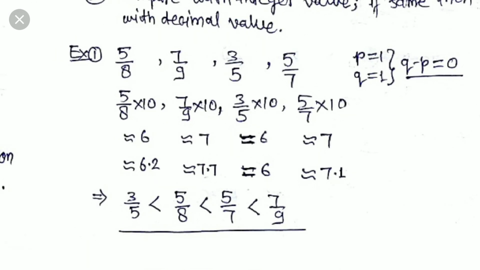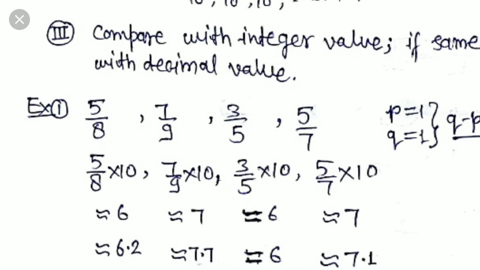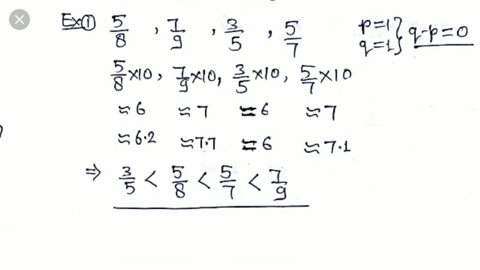See here, it is 5 by 8, 7 by 9, 3 by 5, 5 by 7. The maximum number of digits in the numerators is 1, so P is 1. Next, the maximum number of digits in all the denominators is 1, so Q is 1. The difference of Q and P is 0. So whenever you get the value 0 or 1, you have to multiply every fraction by 10.